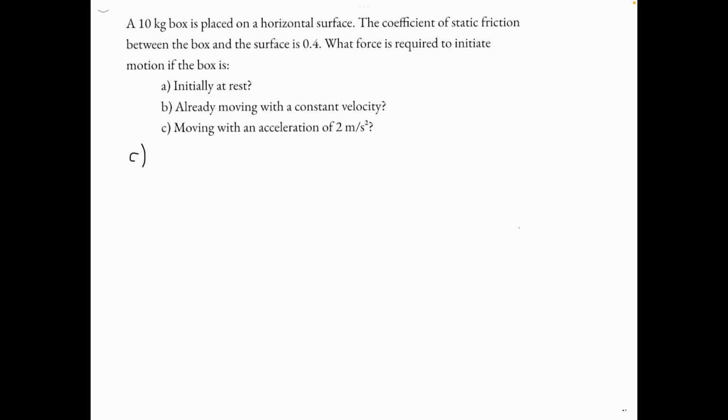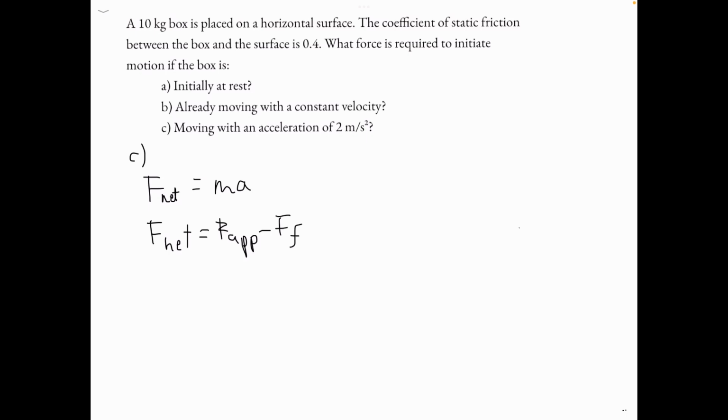For part C, the box is not just moving at a constant velocity, it is accelerating. So to find the force required to maintain this acceleration, we need to consider the overall force acting on the box. Now, Newton's second law states that the net force is equal to mass times acceleration. In the case of the box moving with an acceleration of 2 meters per second squared, we need to consider the force of static friction and the applied force. Now, this would give us the equation F net is equal to F applied minus Ff, the force of friction.